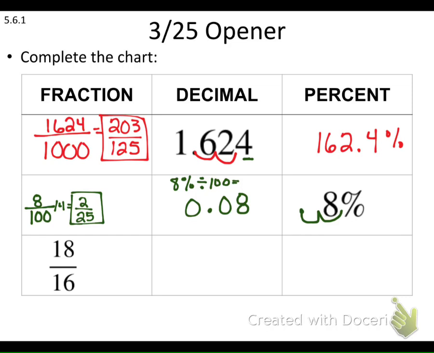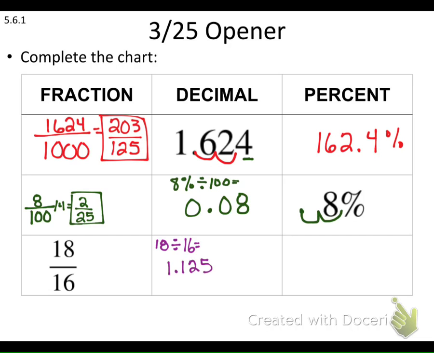Okay, moving right along. So now they give us a fraction. We need to take this fraction and change it to a decimal, and then change it to a percent. Kaylon, it's going to be 1.125. How'd you get that? You divide it. Divide what? 18 and 16. So we're going to divide the numerator by the denominator, and you got, say it one more time. 1.125.